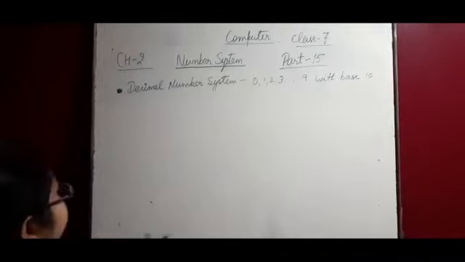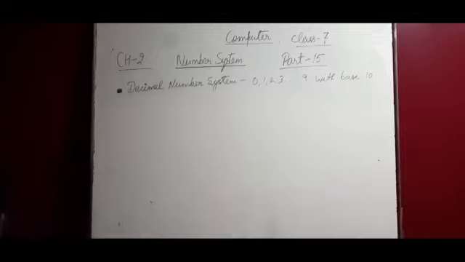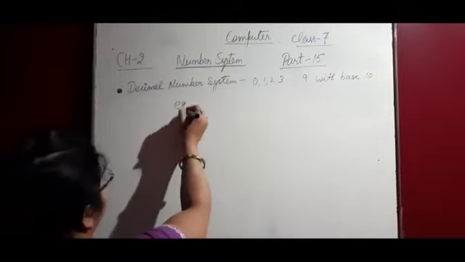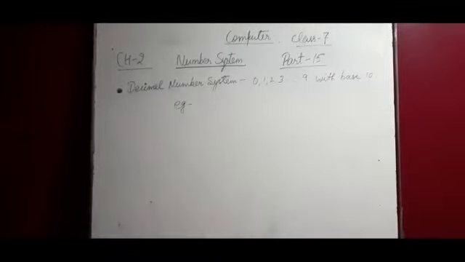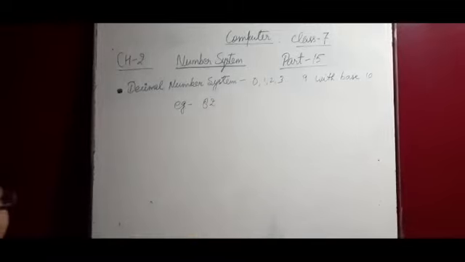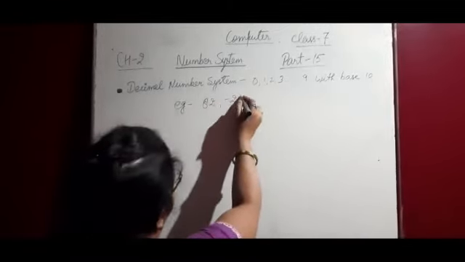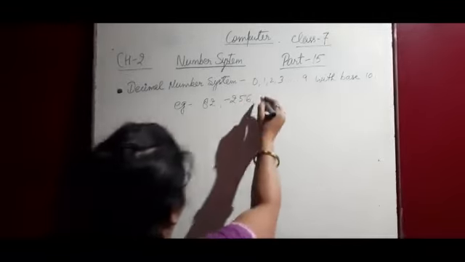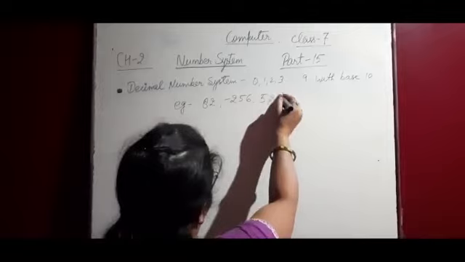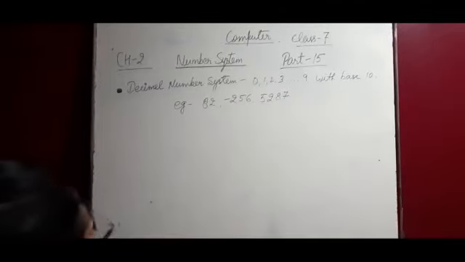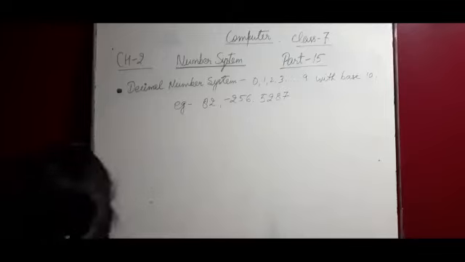Each digit can be used individually or they can be grouped to form a numeric value. For example, 82, or minus 256, or 52.87, etc. So these all are decimal numbers.